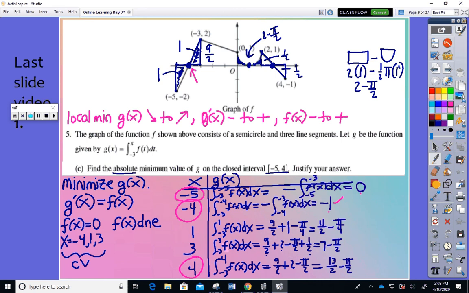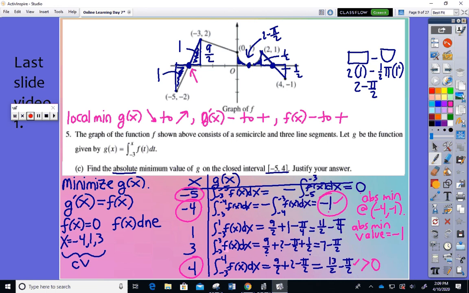And then negative 1 is also lower than 13 halves minus pi over 2 because that would be about 6.5 minus 1.57, so that would be positive. So if this is positive, then here is my local min, or my absolute min. So I have an absolute min at the point negative 4, negative 1. The absolute minimum value is the y value, negative 1.